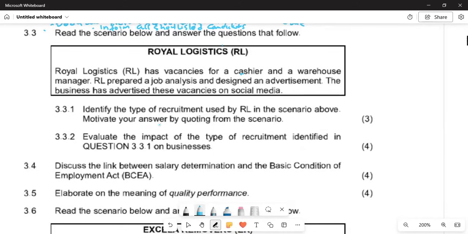So you identify what type of recruitment is used by RL. We want to know that. So that is external recruitment.